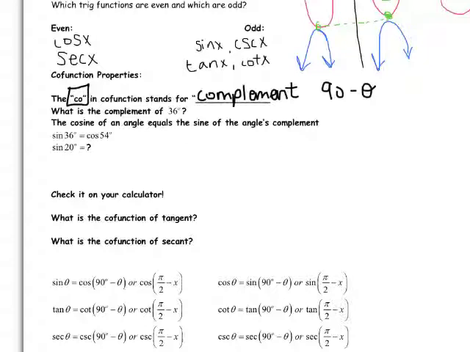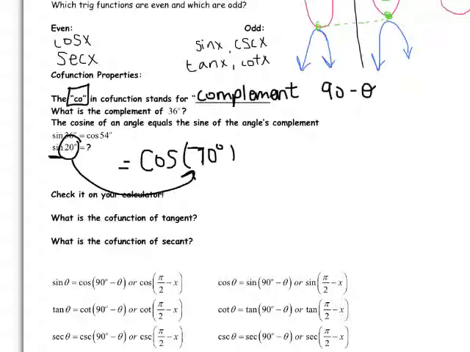So, if we do the rest of these cofunctions, sine of 20, well, the cofunction of sine is cosine, but if you're going to do cofunction, then you don't use 20 anymore, you use 90 minus 20, which is 70. Okay?